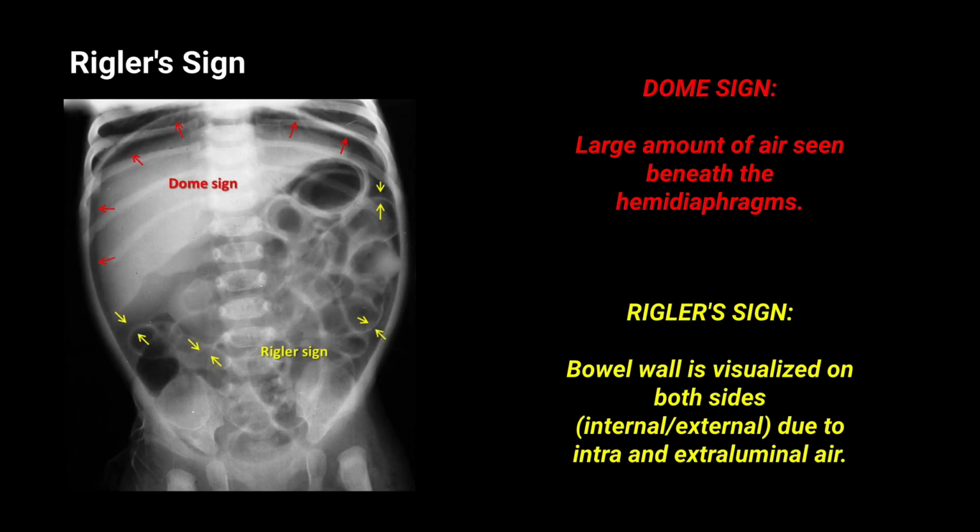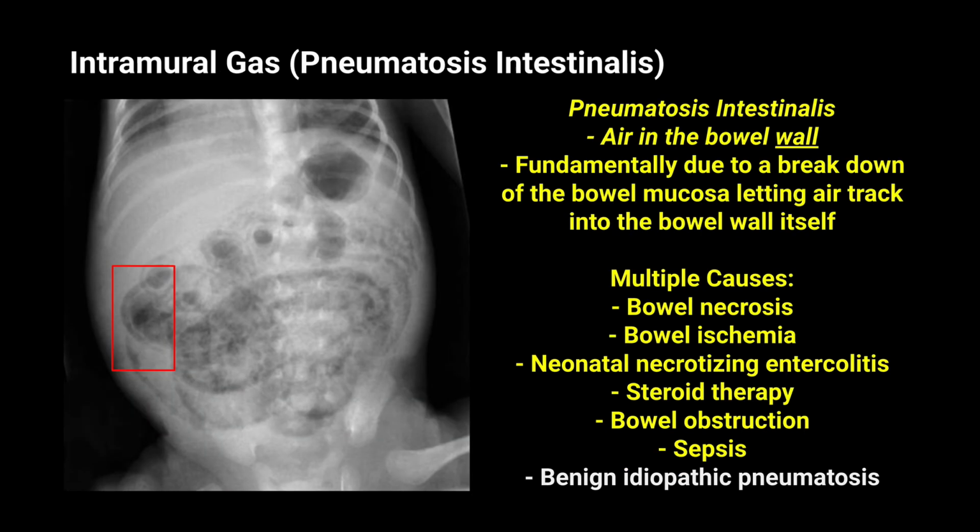So there are very specific signs of free air that are given very famous eponyms. One, for example, here is Rigler's sign, where air is seen in the bowel wall, visualized on both sides. So both within the intestinal loops as well as outside of the intestinal loops. That's indicated by those yellow arrows that you see there in that image. And obviously, a large amount of air along the hemidiaphragms, both on the right and on the left, can form something known as a dome sign, which is fairly self-evident.